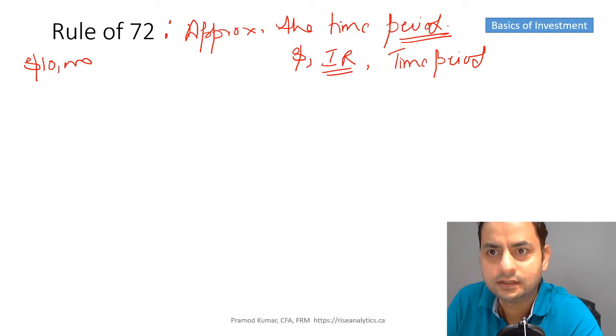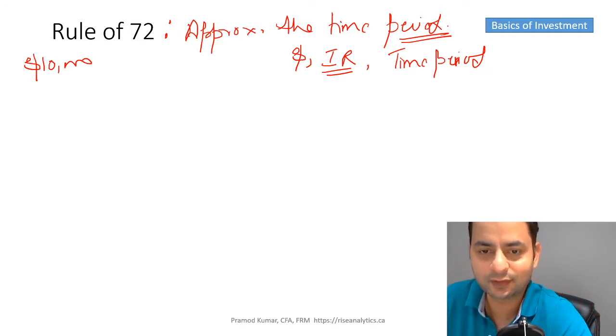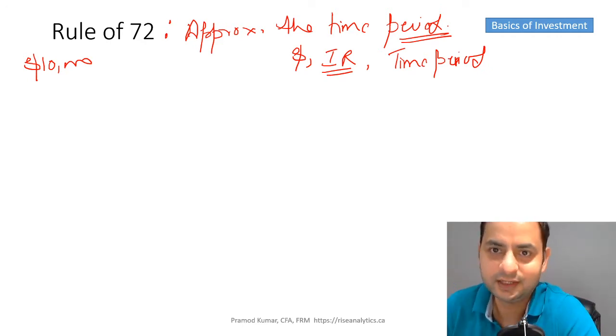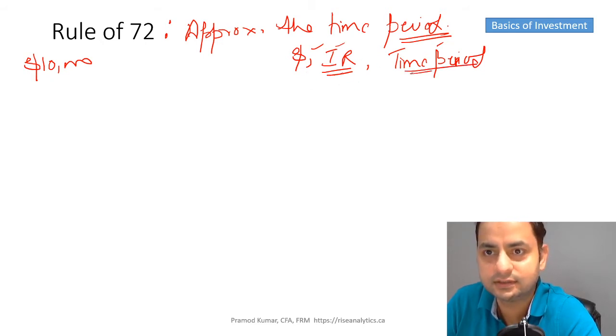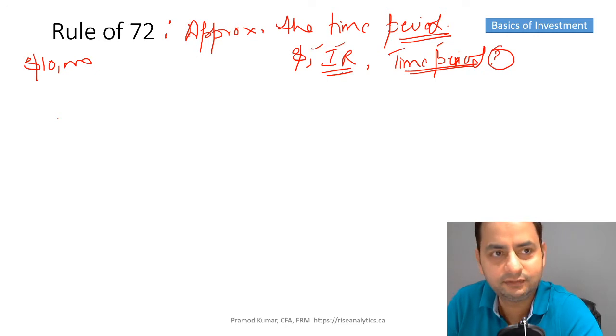If we have any of these, and for sure we need the dollar amount, because if the dollar amount is zero, everything will be zero. If we have these two, we can calculate the third. And if we have the dollar amount and the time period, we can come up with the interest rate. I'll show you how to find the time first, and then we'll find the interest rate. Okay, let's do the example. It will be very easy.